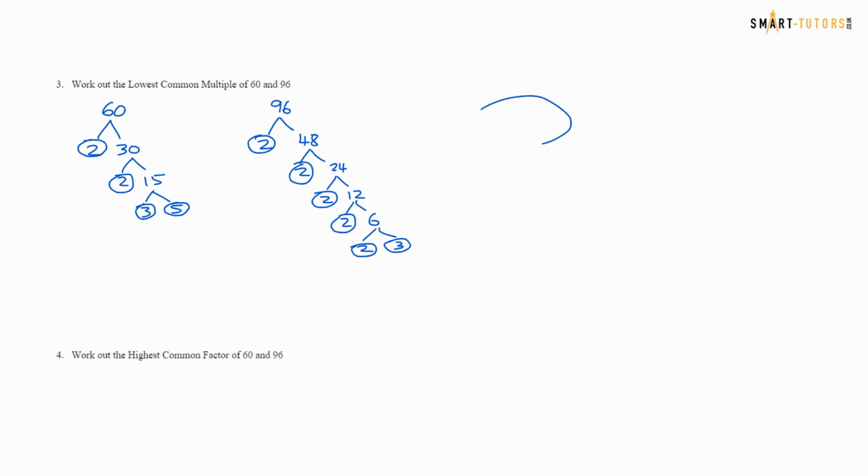If you like to use the Venn diagram method, Venn diagram method means you need to draw two circles. 60 is this circle and 96 is this circle.